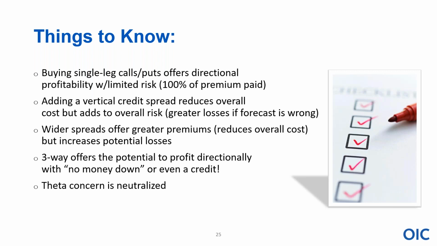Adding a vertical can control that risk, choosing your strike prices wisely, with your short strikes being a level where you think the stock might get to but not break through. That's generally how you're choosing your short strike prices.